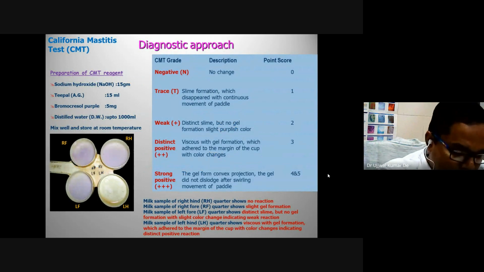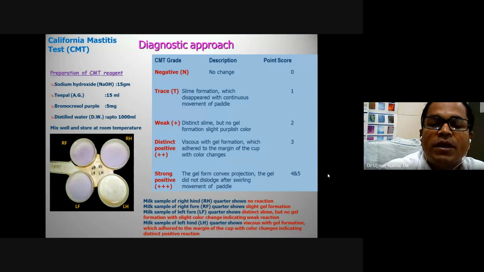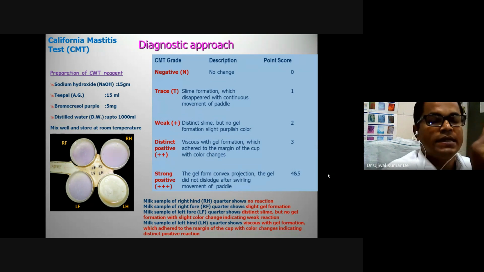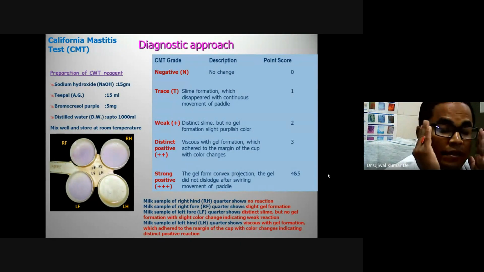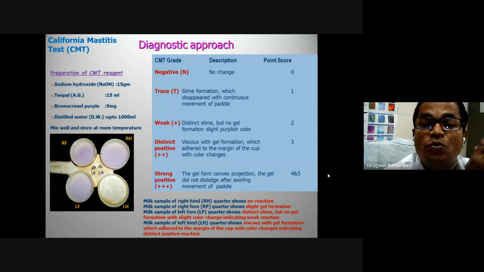Then the diagnostic approach: what is the diagnosis? There are a number of tests available for the diagnosis of mastitis. But the International Dairy Federation and the National Mastitis Council mostly emphasize three types of diagnostic approach, which you must know before you can say it is a case of mastitis. First is the California mastitis test. Number two, the somatic cell count of milk. Number three is the bacterial isolation and identification from the milk.